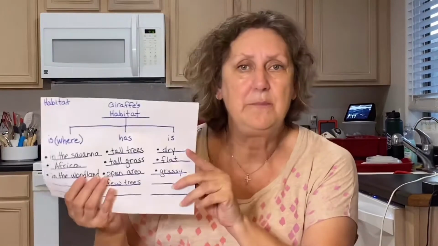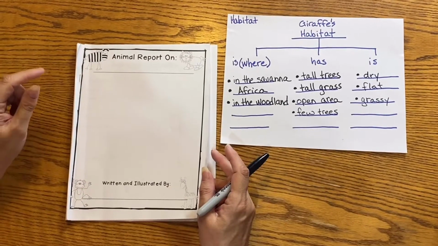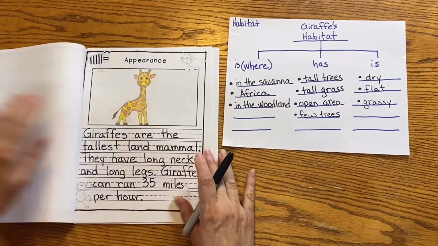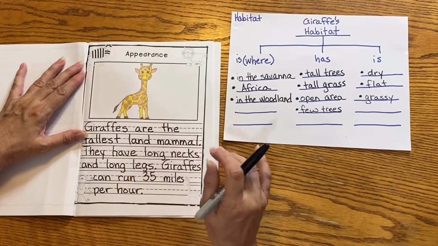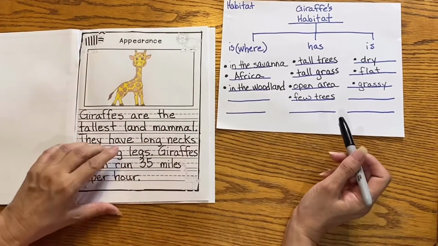Well, to do that, you're going to need to have your tree map that you worked on yesterday, and you're going to have your animal report book. So let's get started. So this is my animal report on the giraffe, and I want to show you that you should have written your first page and drawn a picture about the animal's appearance. So this picture should be about what your animal looks like.